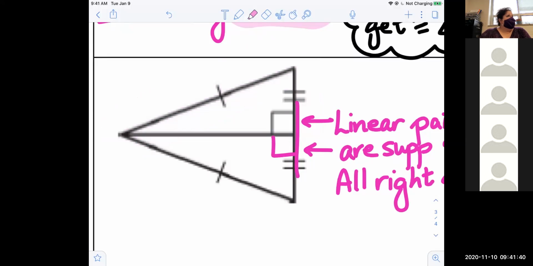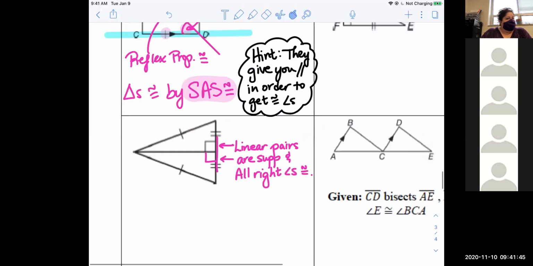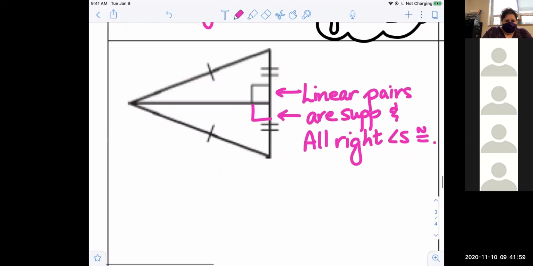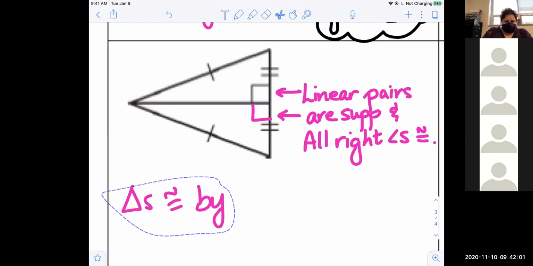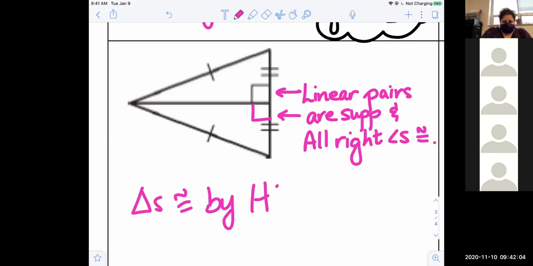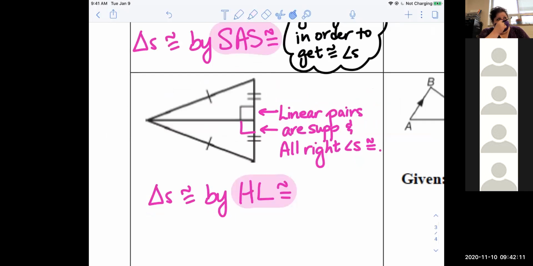okay, so first of all, can we use HL? Good point. Does HL work on this one? They're right triangles. Do you have hypotenuse marked? Yep. Do you have a pair of corresponding legs marked? Yep. Okay. So one option would be from what we've got marked there, we can say HL. Now, there's actually some other ways to do that.